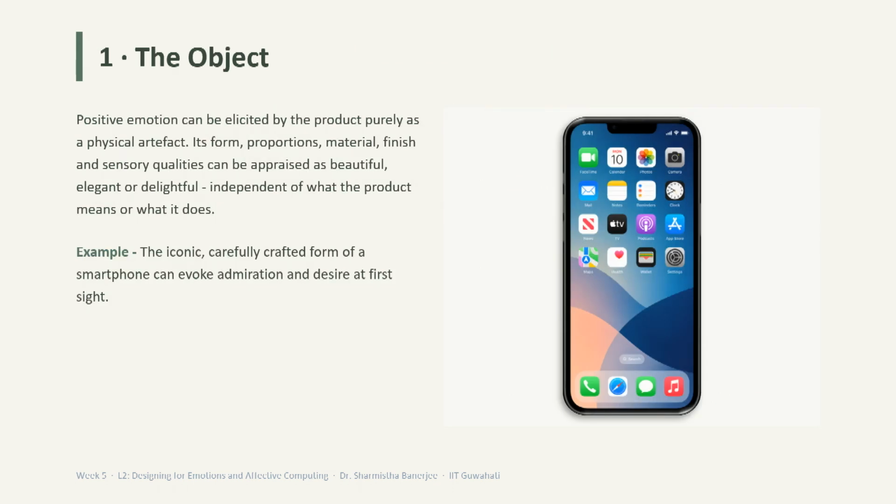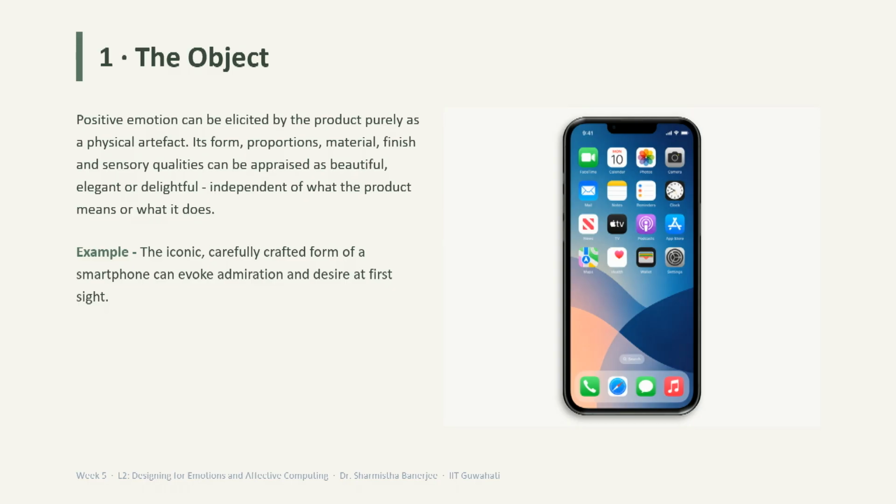So the first one is about the object. Positive emotions can be elicited by the product purely as a physical artifact. Its form, proportions, material, finish and sensory qualities can be appraised as beautiful, elegant or delightful, independent of what the product means or what it does. It results purely from the form, proportions, material, finish and the sensory feelings that the product generates for you. So say for example an iPhone.